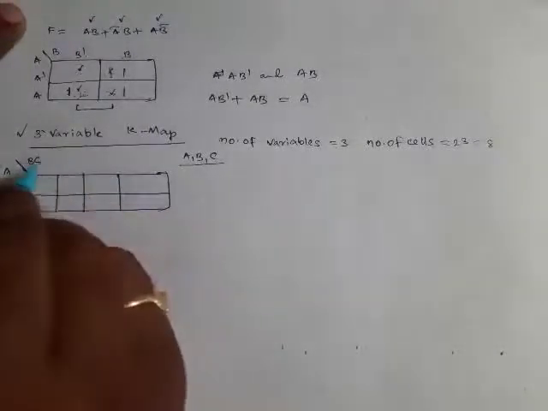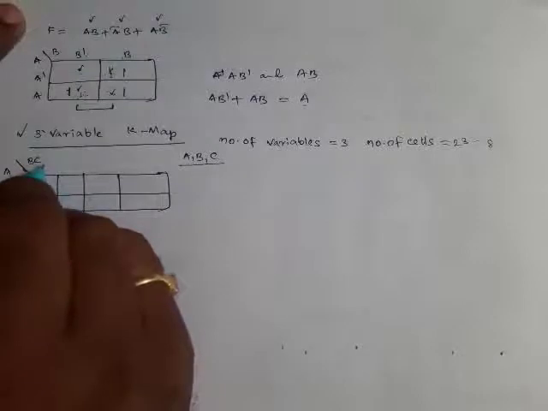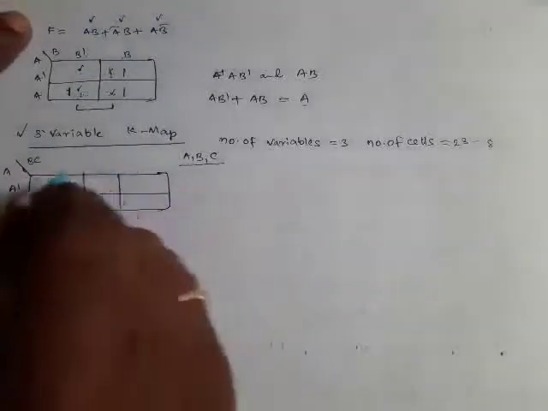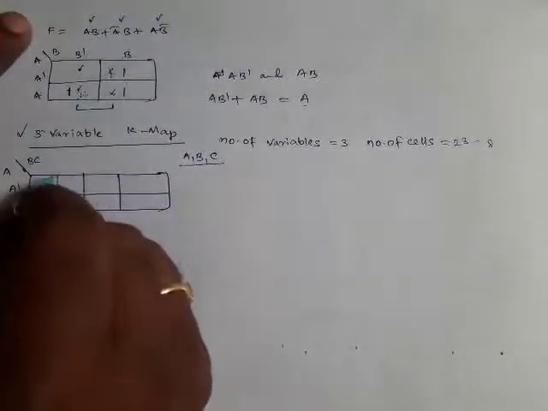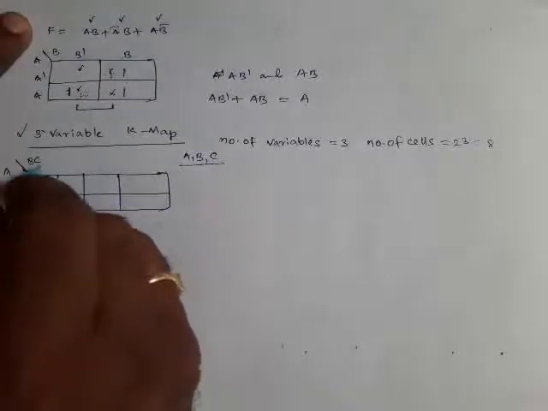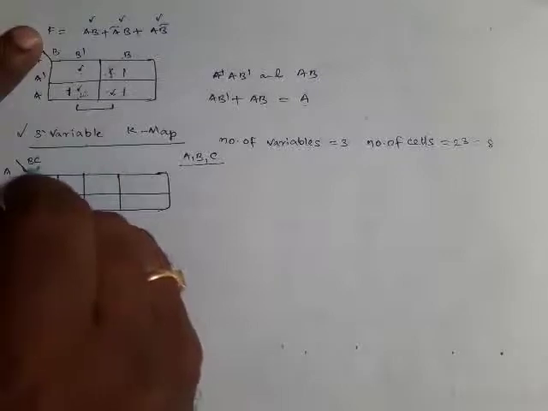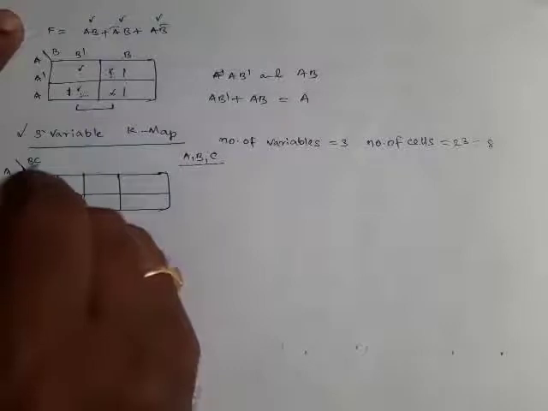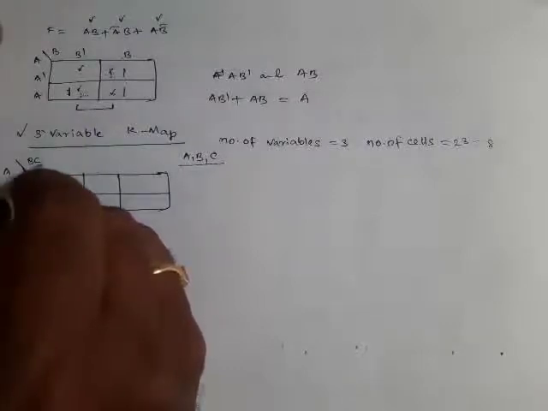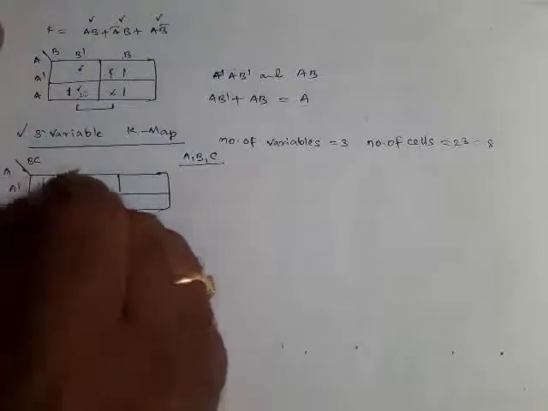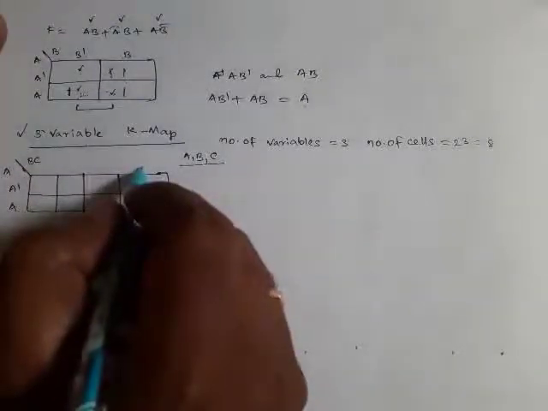And here the two variables b, c represent the 4 columns, and so that means bc can have 4 combinations, that is, both of them can be 0, both of them can be 1, and one of them can be 0, the other will be 1, and vice versa. So there will be 4 combinations, and those 4 combinations will represent the 4 columns.